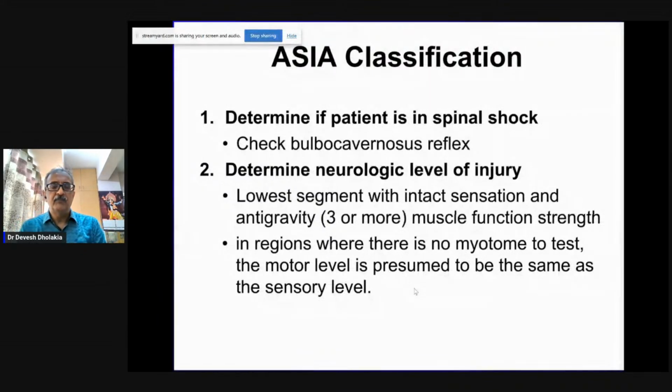ASIA classification, that's the American Spinal Injury Association. There's a classification given by them. So how do you classify them? To determine whether the patient is in spinal shock or is out of spinal shock, check for the bulbocavernosus reflex. Determine the neurological level of injury. The lowest segment with intact sensation and grade 3 or more power of function is the level of the injury.